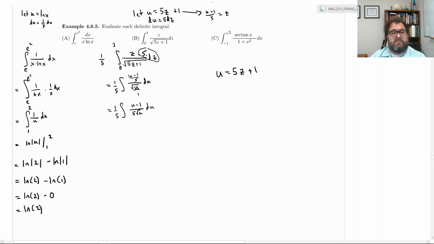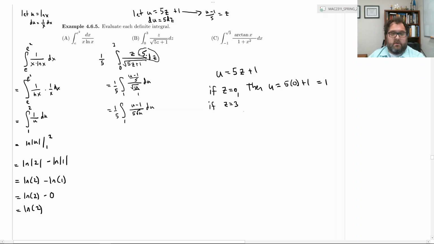So my original lower limit was 0. If z equals 0, then u equals 5 times 0 plus 1. So you just get 1. So my new lower limit of integration is 1. So I put that in both places. And then my original upper limit of integration was z equals 3. Oh, you know what? I used x's. Sorry, those are z's. You might not have even noticed.